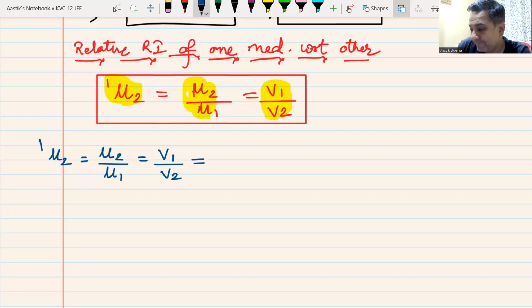Lambda 1 by lambda 2. That is correct. So God exists. So you are paying attention, and that is good. We can write it as lambda 1 by lambda 2 because V1 is f lambda 1, V2 is f lambda 2. f does not change. Frequency of light does not change. It only depends on the source. We have not changed the source. It's only moving from one medium to another medium.